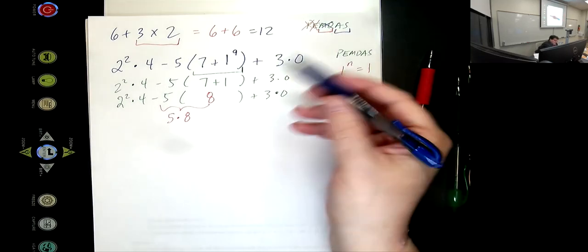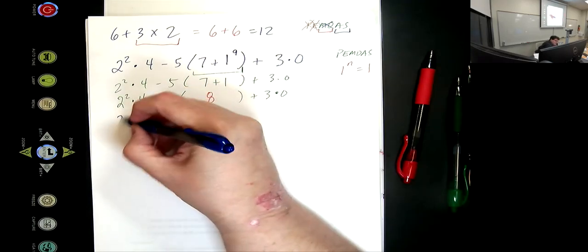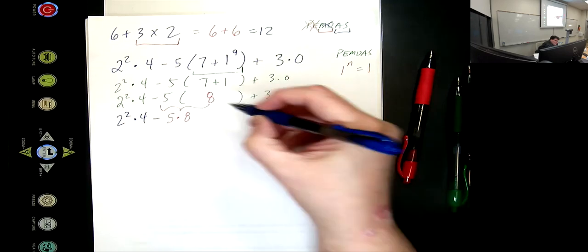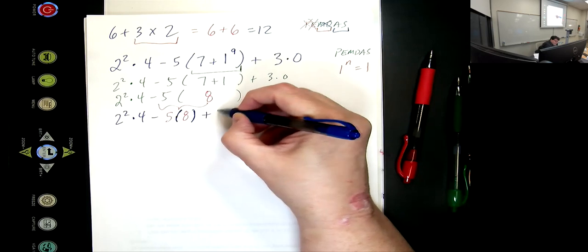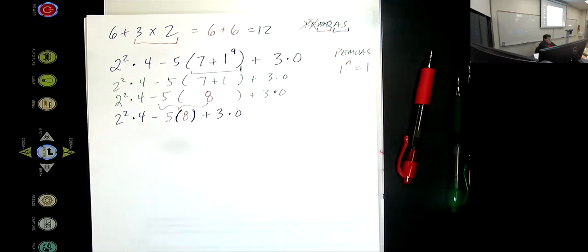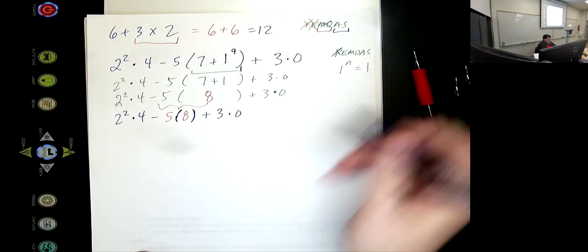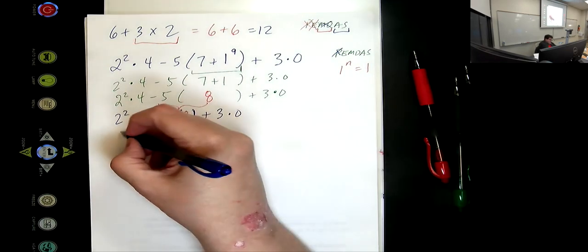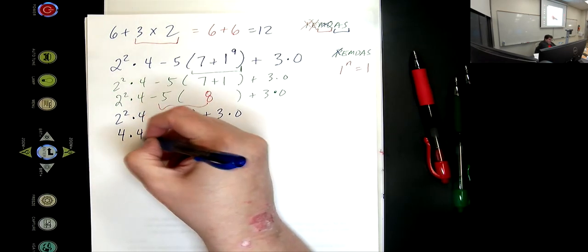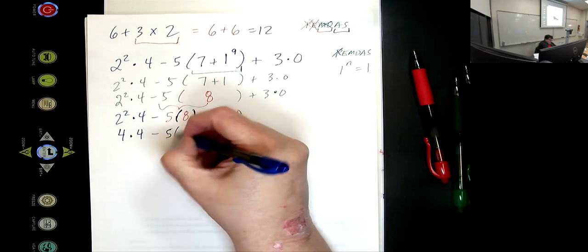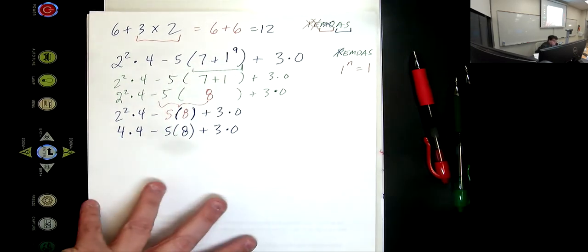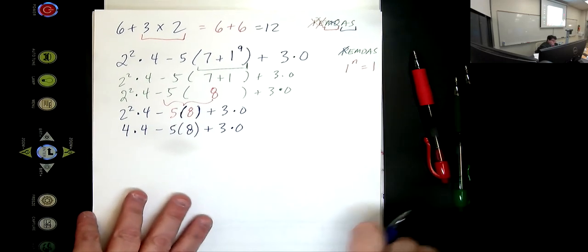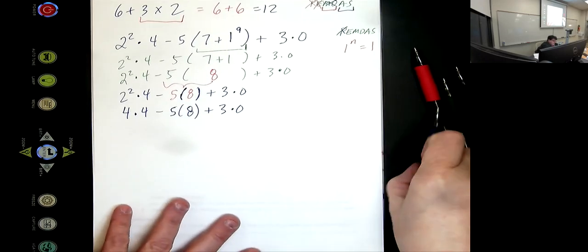Okay, so now we've got this 2 squared times 4 minus 5. I'm going to leave it as parentheses 8 because I want it clear what's going on there. My parentheses are done. I have an exponent, 2 squared is 4. So I will copy down the rest unchanged. And my exponents are done.